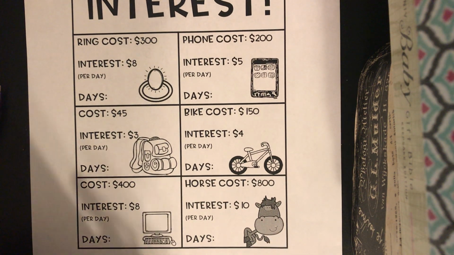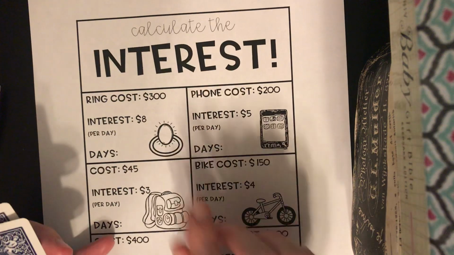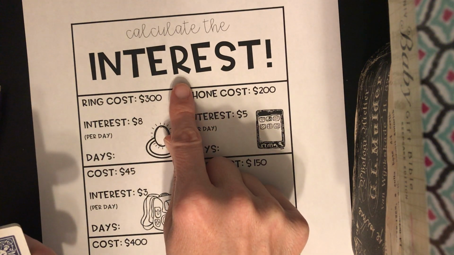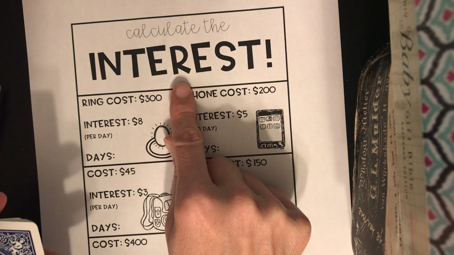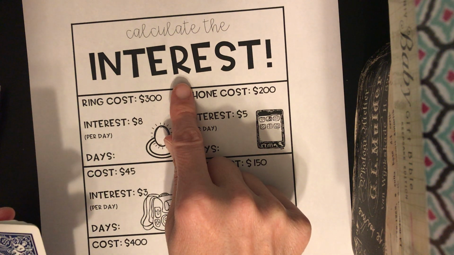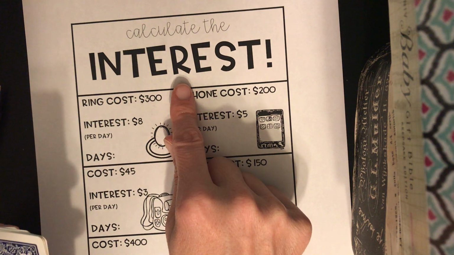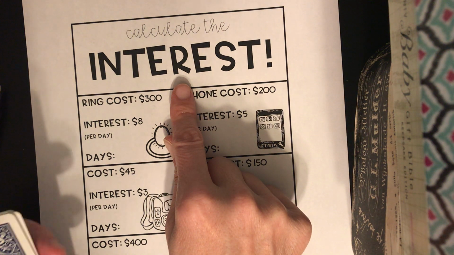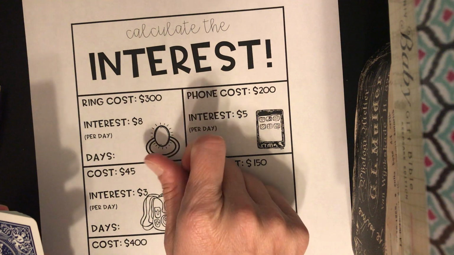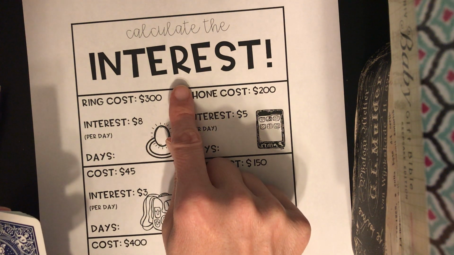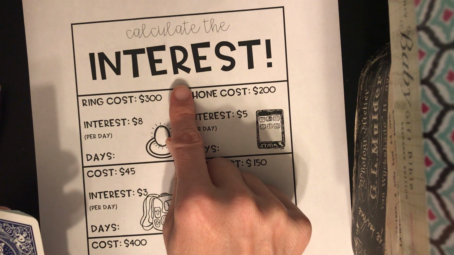All right, so what we're going to do is calculate the interest. Remember, the bank's going to allow me to borrow money using my credit card as long as I'm going to give them something in return, because the bank has to make money too. So they're going to let me borrow their money as long as I pay them back. And what I'm paying them back is the interest. So they're making money off of me when I borrow money from them.